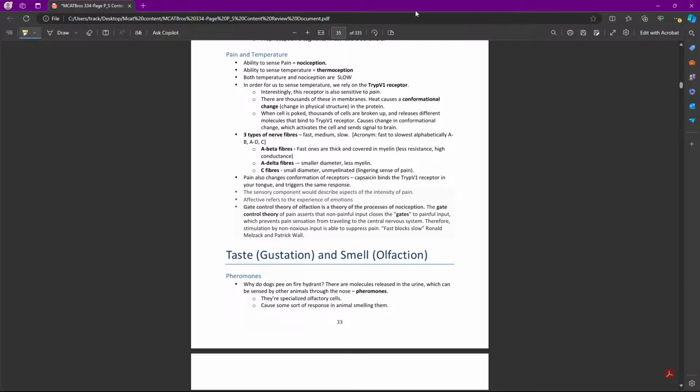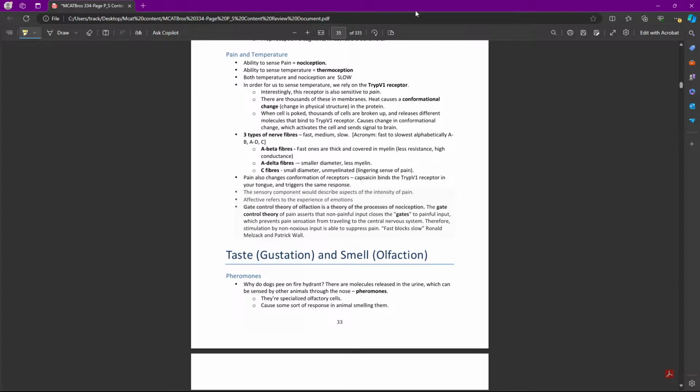So when a cell is poked, 1,000 cells are broken up and release different molecules that bind to this T receptor. I'm just going to call it T receptor because I don't know how to pronounce it correctly. And if I think T receptor, it has to be related to temperature. And it causes this action potential to be activated through a conformation change.